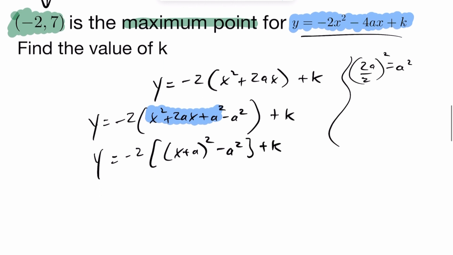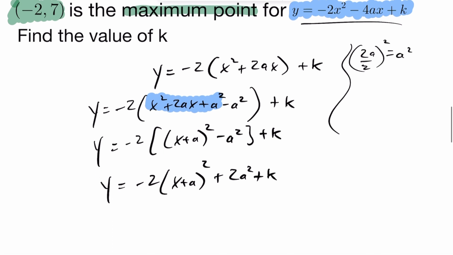Now as we move along, I can distribute the -2 into the expression. I want to put this in vertex form so I can see what I have. I got 2a squared plus k. So now we've got some information we can use. I now know that the vertex of this quadratic is (-a, 2a squared plus k). But the question told me that the vertex itself was (-2, 7).